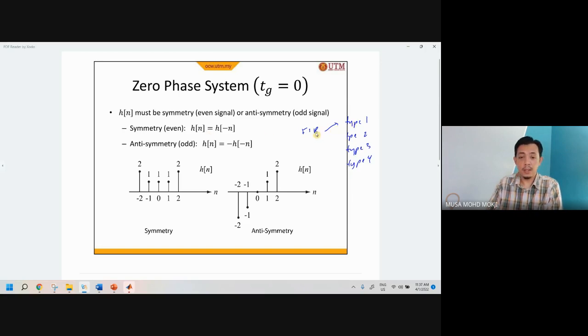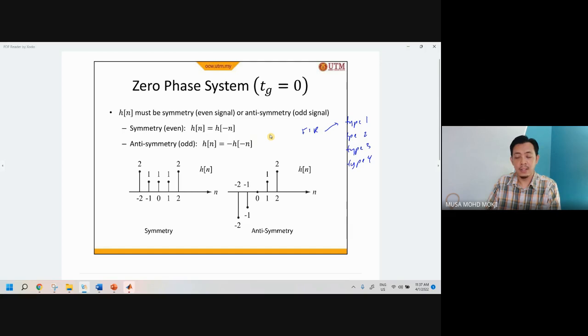So, and all this special FIR, type 1, 2, 3, 4. So this is actually a zero phase system. Okay, so that's why this is quite special. It is special because it has a zero phase. Zero phase means if you apply this filter, you won't have any delay at output, which is perfect. Because we don't want to have any delay actually, if possible.